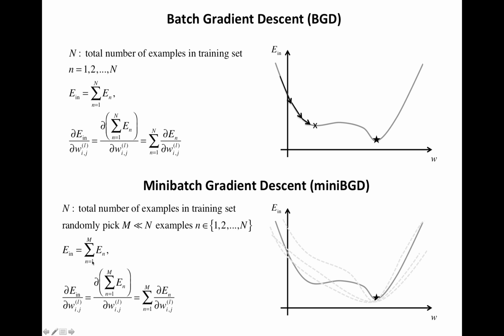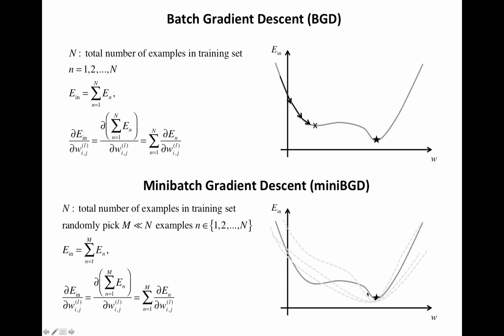So n is a different subset of 1 to 2 to 1 to capital N. So E_in is computed with a summation of different e_n for every iteration, right? So the shape of the E_in(w) curve keeps changing from iteration to iteration. For batch gradient descent, the E_in(w) curve is fixed, the dark gray curve. But for mini batch gradient descent, the shape of this curve actually keeps changing from iteration to iteration.